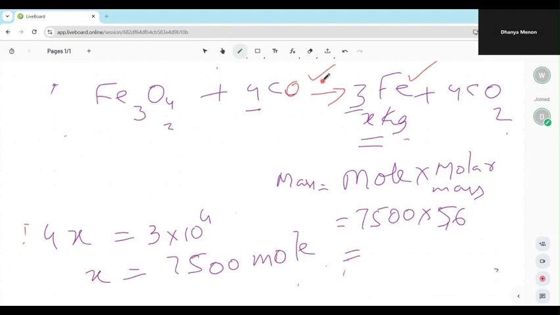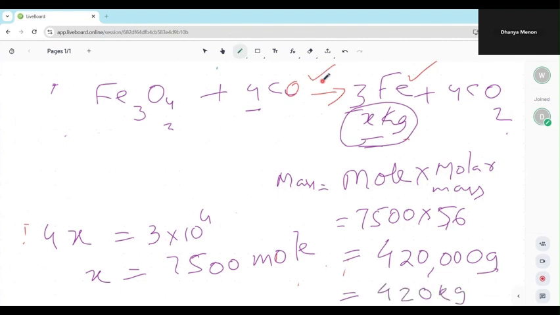As 420,000, and this will be in grams, because the question says you have to find the answer in kg. This is in grams because molar mass is in grams per mole. Sorry, grams per mole. So it's in grams. So this is 420 kg. So this is how you find it. Okay.